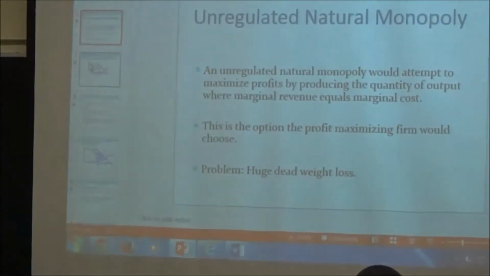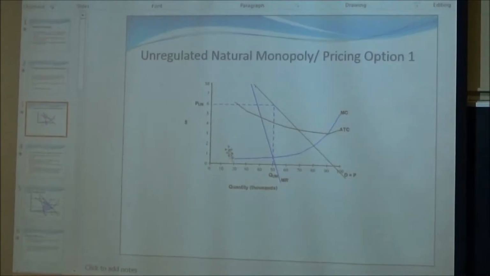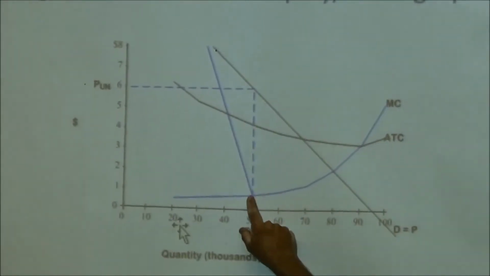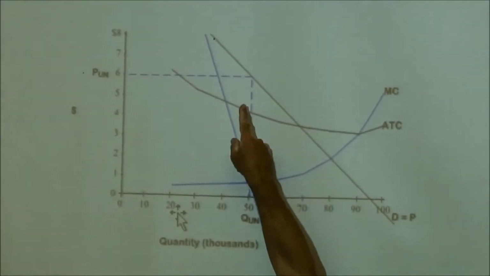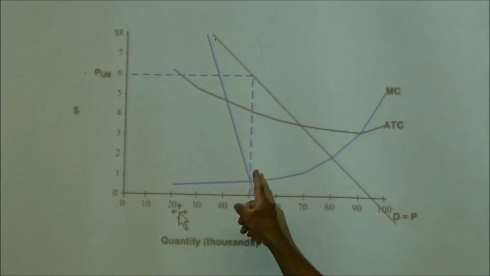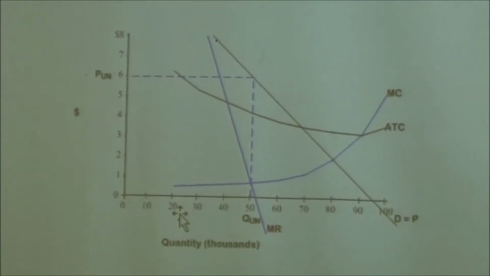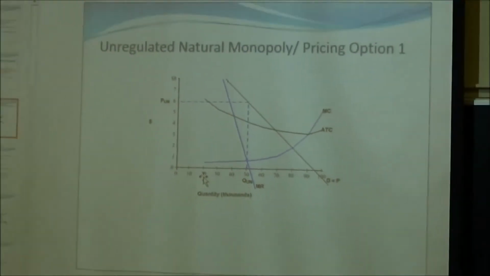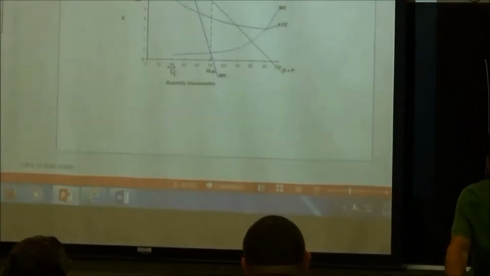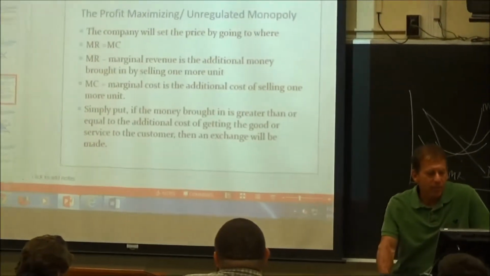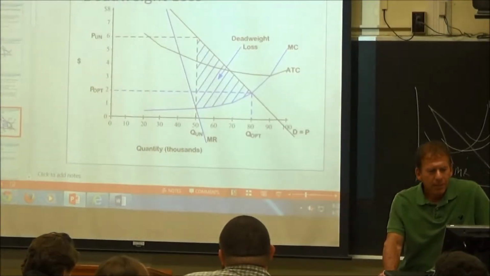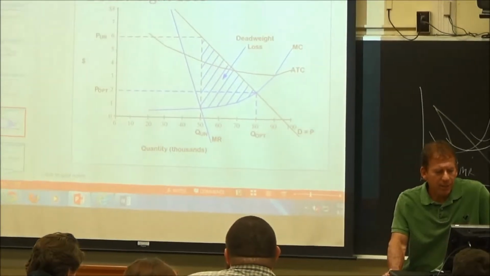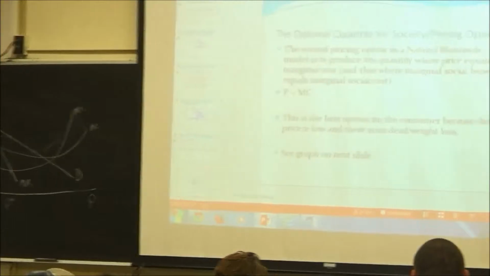If you look here, this is a graph of it. This is the marginal cost, here's your marginal revenue, here's your marginal cost. They go up to the demand curve, go left, and that's the price that the unregulated monopoly would charge. They call it pricing option one. Okay? Any questions? Okay. So that obviously is a winning situation for the business, but there's a huge deadweight loss, and that's the big problem. The deadweight loss is not a good thing.